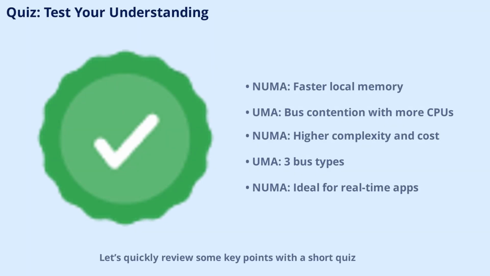Let's quickly review some key points with a short quiz. Which statement is true about memory access in NUMA? The answer: local memory access is faster than remote. In UMA, adding more processors eventually leads to memory bus contention. NUMA's main disadvantage is higher complexity and cost. UMA uses three types of buses: single, multiple, and crossbar. NUMA is best suited for real-time and time-critical applications, and generally offers faster memory access than UMA due to local memory optimization.